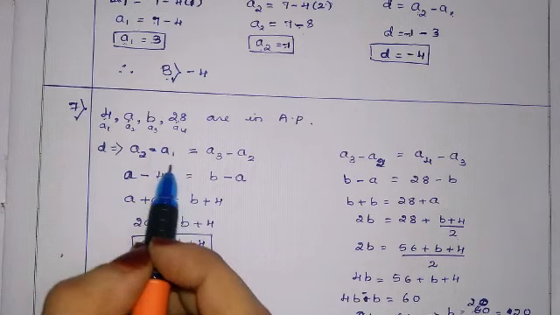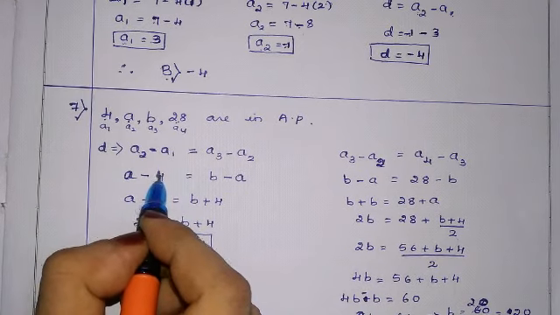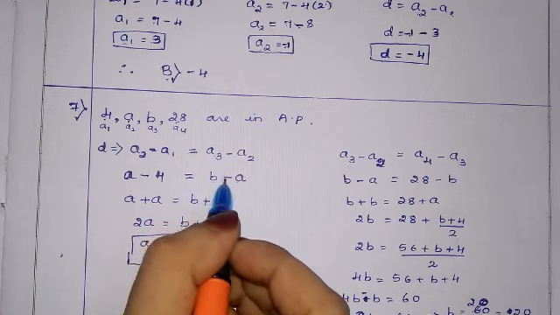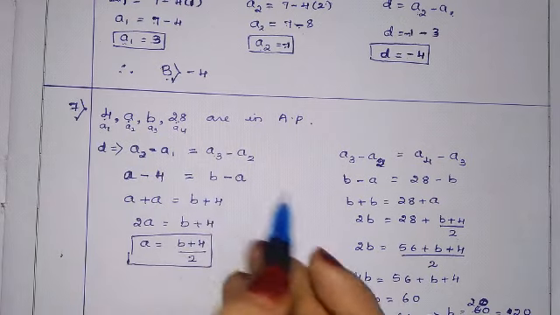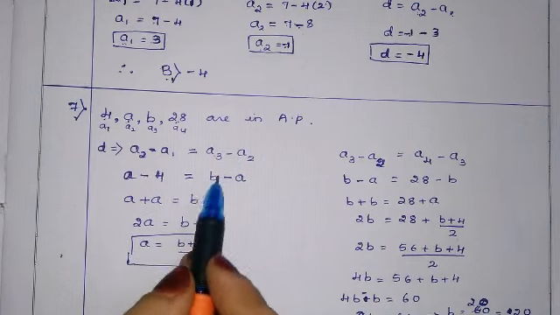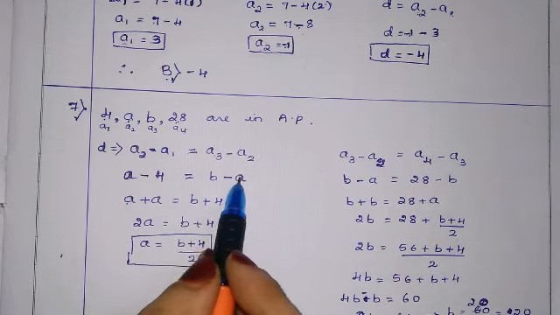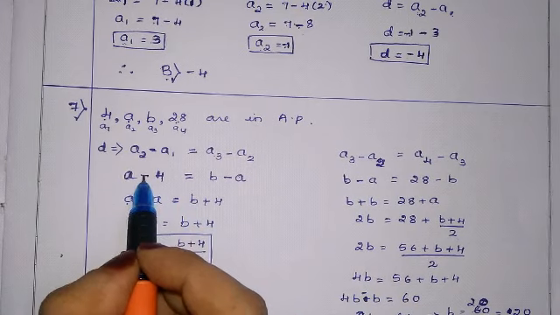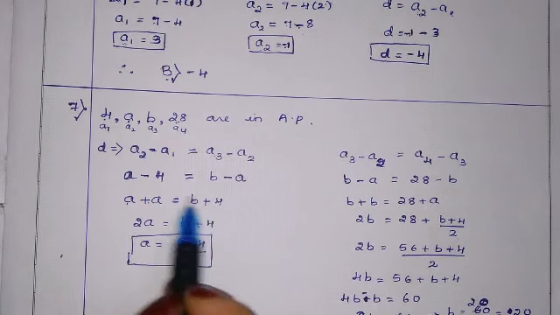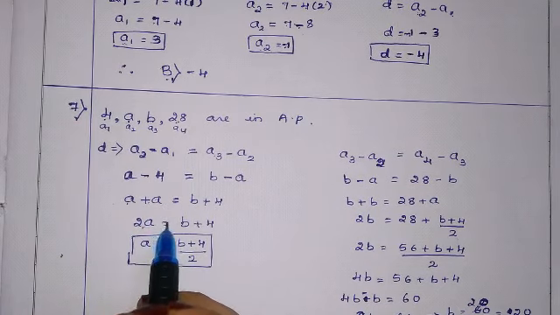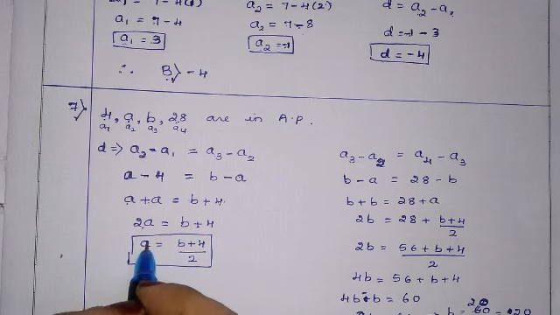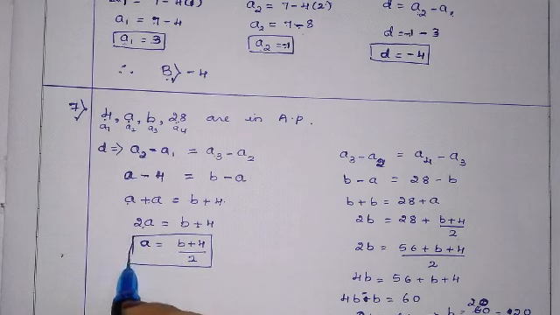A1 value is 4, so A2 minus A1 is A minus 4, which is equal to A3 minus A2, that is B minus A. We will bring the A terms to one side. This A as it is; if I bring this A here, plus A equals B as it is, and the minus 4 becomes plus 4. A plus A, 2A, is equal to B plus 4, because we cannot add them. So A is equal to B plus 4 by 2. I kept the A value as it is.